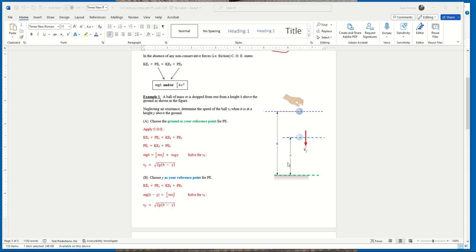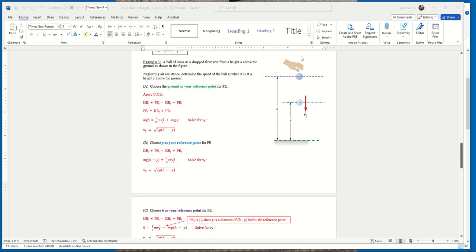Part B, we're going to choose Y as our reference point, the blue. So we're going to solve it choosing Y as our reference point, meaning when the object is here at the point Y, its PE is 0. And then part C, we're going to work it with the initial starting point H as the reference point. So we're choosing the green, then the blue, then the purple.